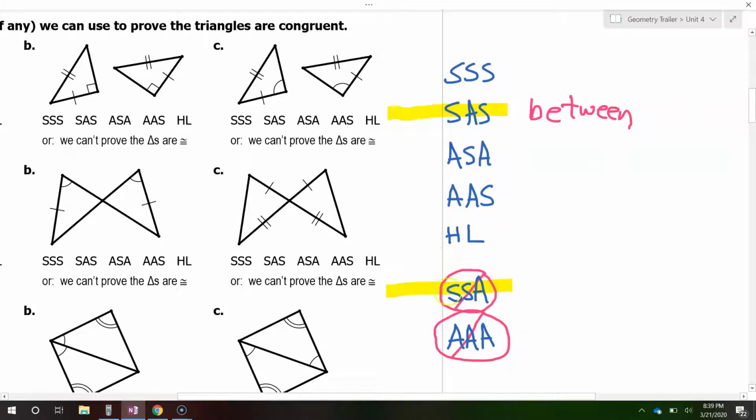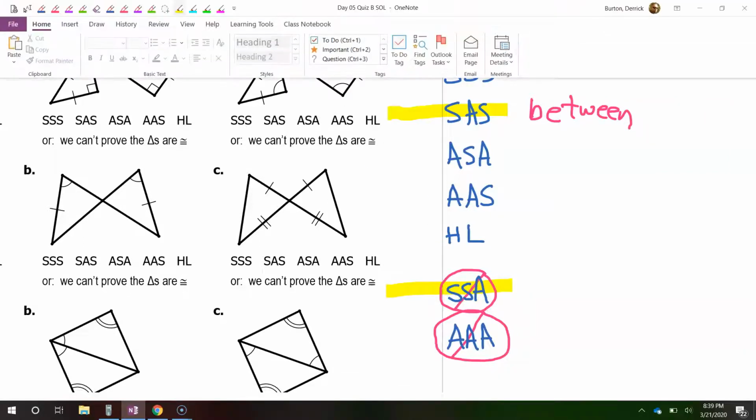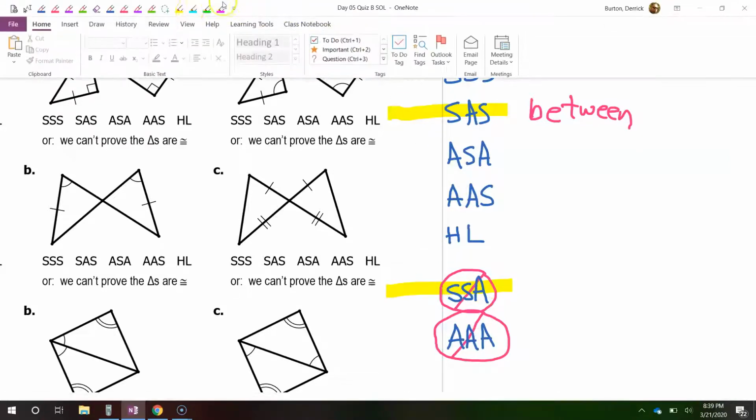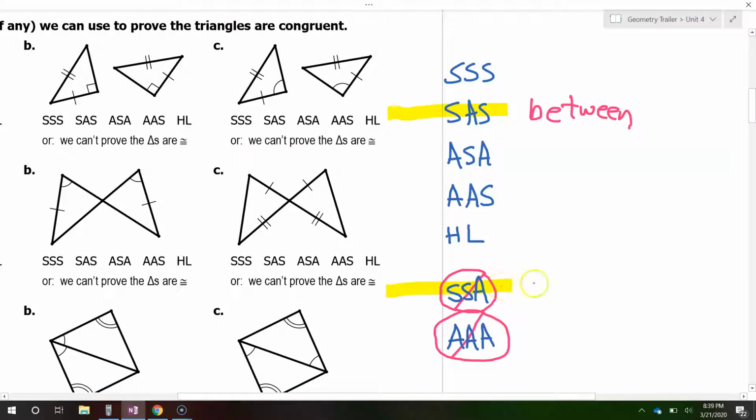Now, if the angle is not between the sides, that's how you know that it's going to be side-side angle. Here, let me use purple. All right, it'll be side-side angle if the angle is not between. So, between or not between, that is the question.